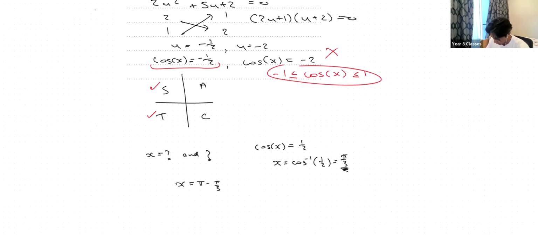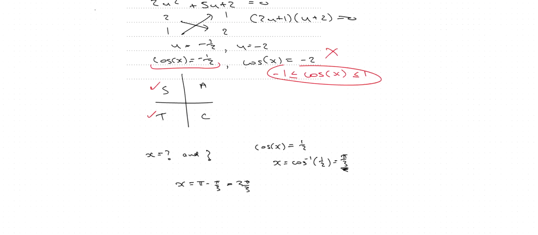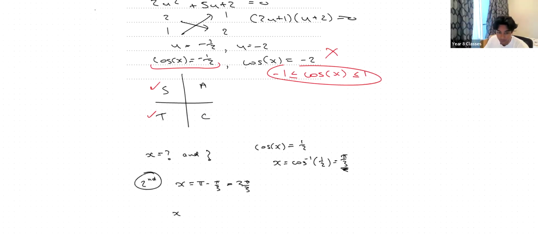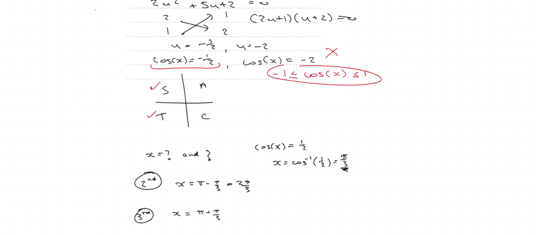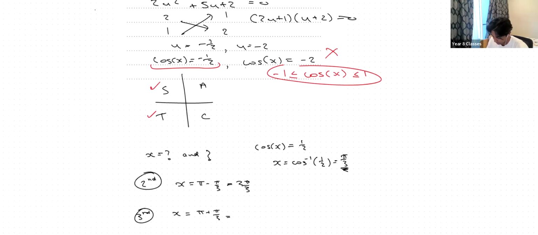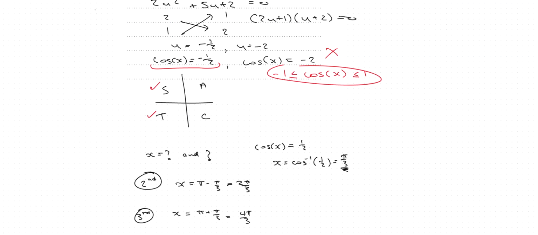Okay, now how about the third quadrant answer? You do pi plus pi on 3. Yep. So what's that going to give you? 4 pi on 3. Okay. So are these our two answers? Very close, but you fell for the trick.